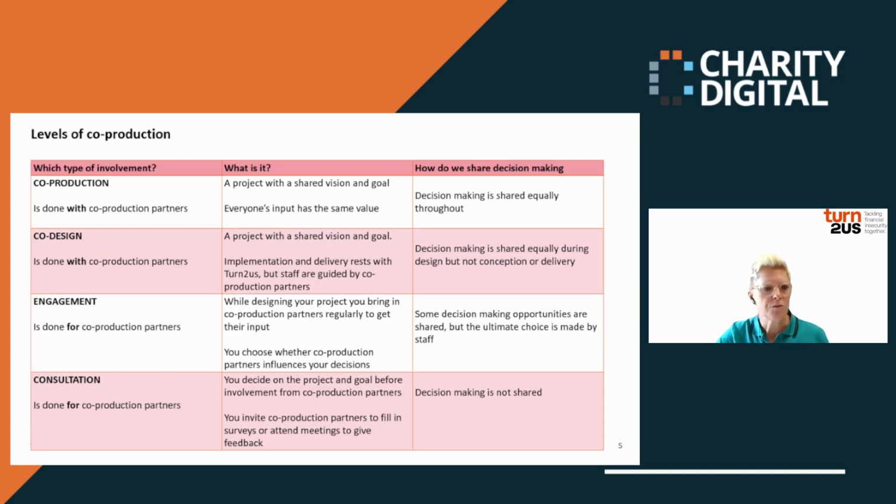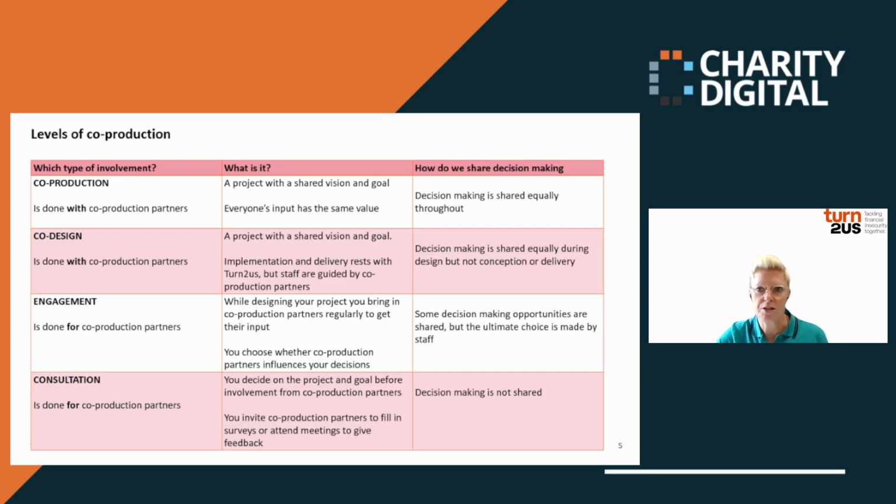So engagement, you decide on your project needs before involvement from co-production partners, and it's kind of done for co-production partners. So while designing your product, you bring in lived experience by regularly inviting co-production partners to express their views in various ways. So decision making is shared, but you choose whether co-production partners' lived experience influences the decisions that you make.